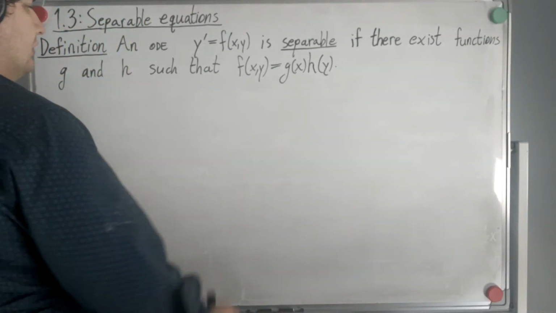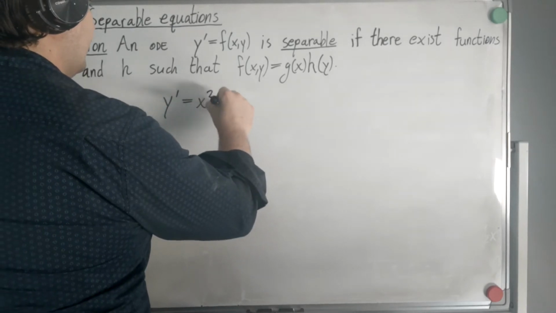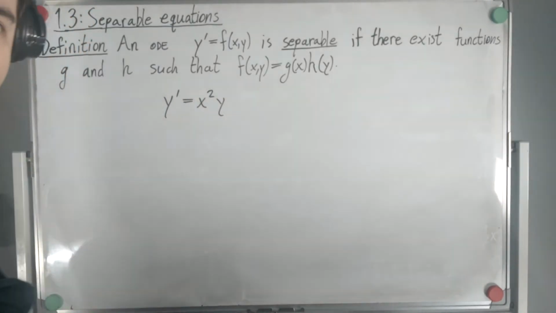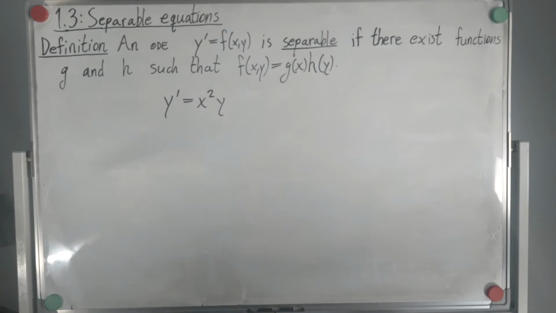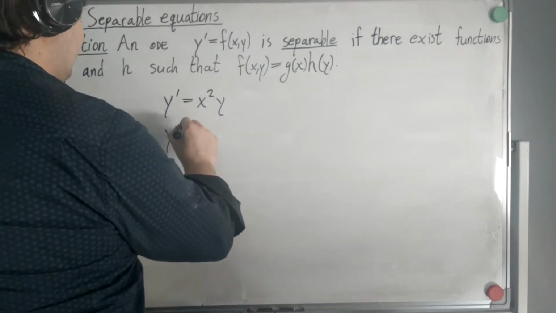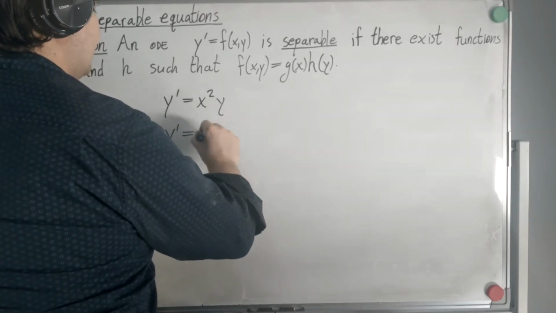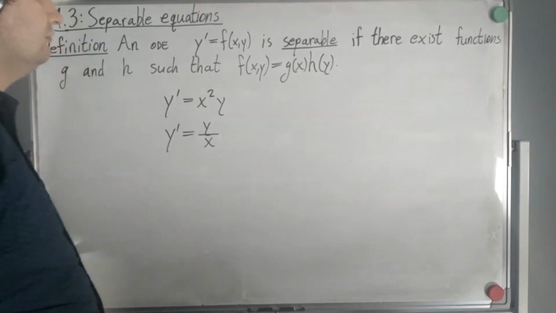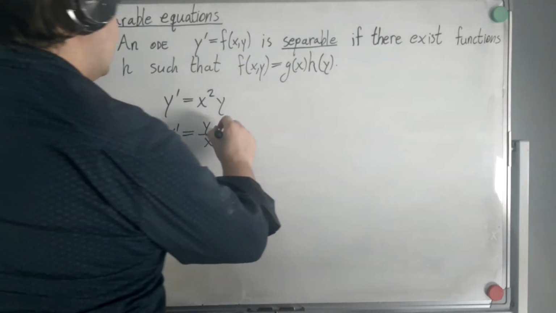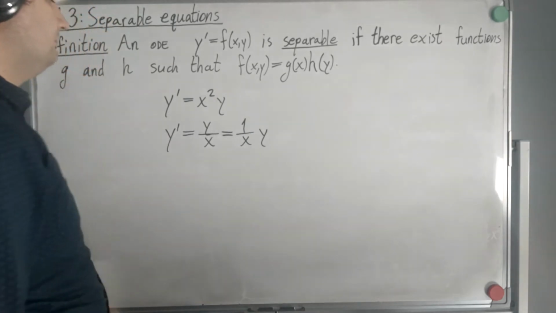So, examples. You could have y prime equals x squared times y. That would be separable. You could have y prime equals y over x. That too is a function of x times a function of y because it's 1 over x times y.